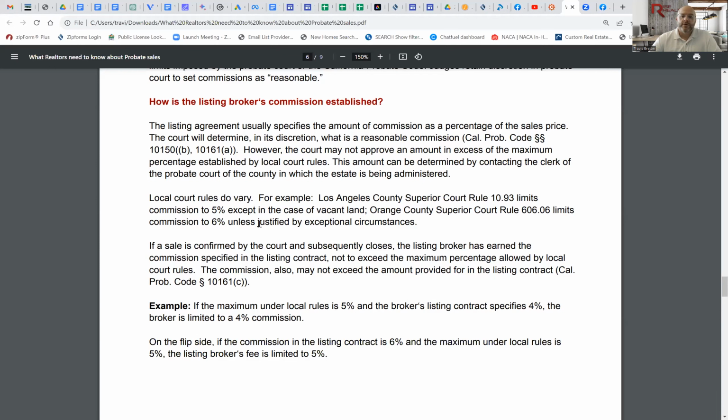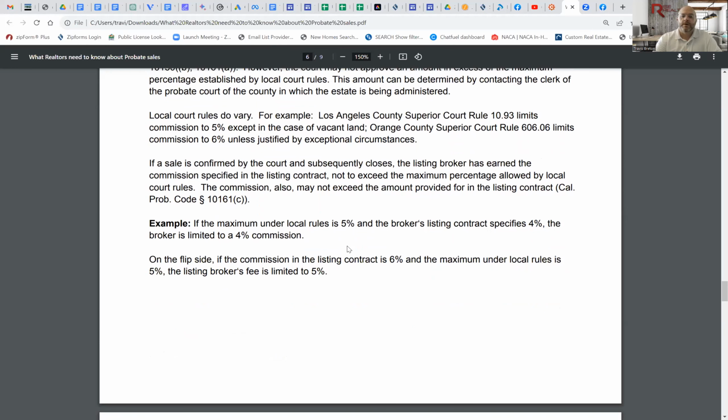If a sale is confirmed by the court and subsequently closes, the listing broker has earned the commission specified in the listing contract, not to exceed the maximum percentage allowed by local court rules. The commission also may not exceed the amount provided for in the listing contract. Example: if the maximum under local rules is 5% and the broker's listing contract specifies 4%, the broker is limited to 4% commission. So my suggestion would be to write in 6%, and that way you're at least going to get the maximum. And if it happens to be less, then your listing agreement won't contradict what that is.